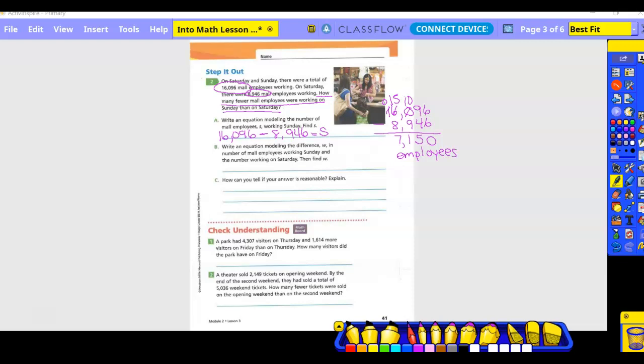So they want us to use that number in our equation for letter B. So how many employees did they have working on Saturday? 7,150. Oh, no. That was Sunday. So how many did they have working on Saturday? 8,946 minus how many for Sunday? The 7,150, which equals W.